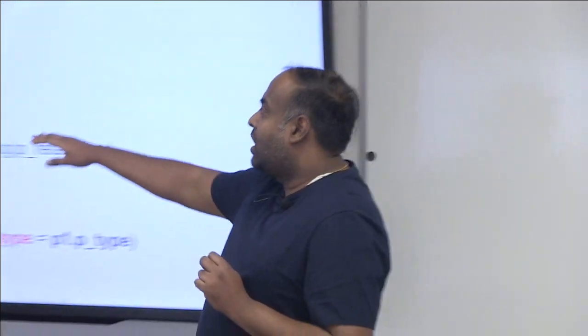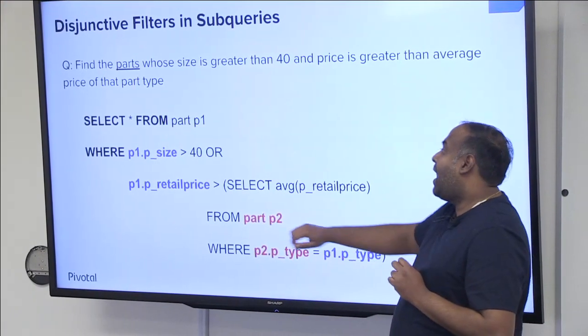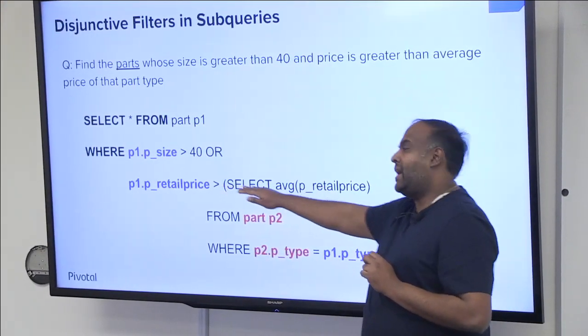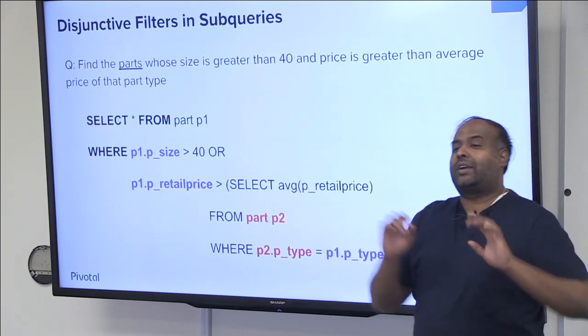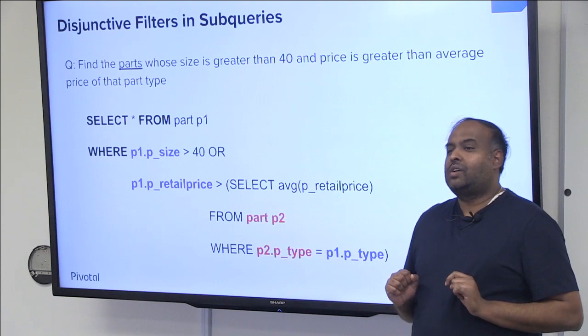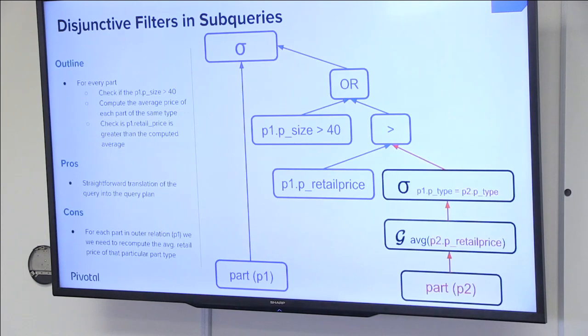So you have a list of all parts. I want to make sure that the part size is greater than 40, and its average retail price is greater than the average of parts of that particular type. Okay, so how does the query plan look like?